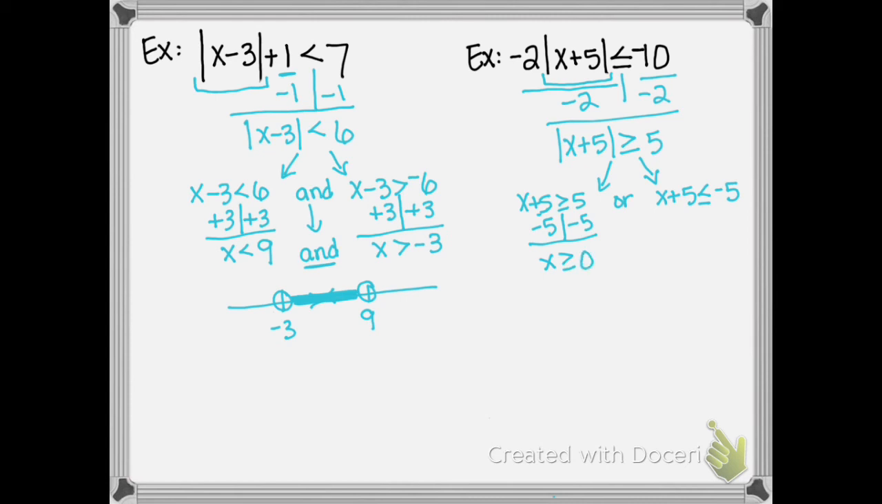5 minus 5 gives us 0. I'm also going to subtract 5 here. And that'll give us -10.